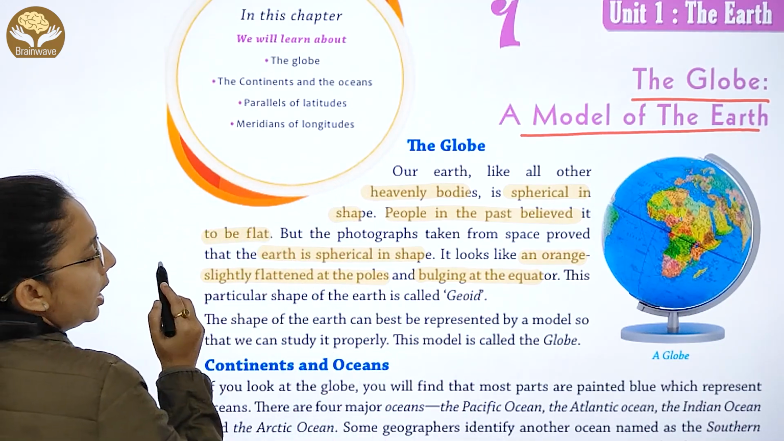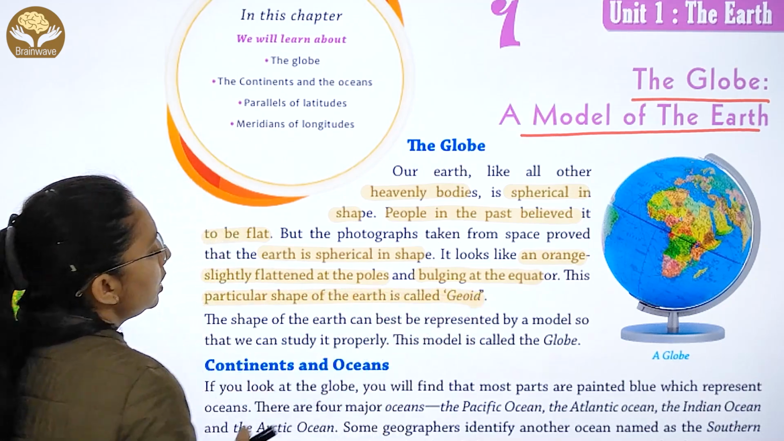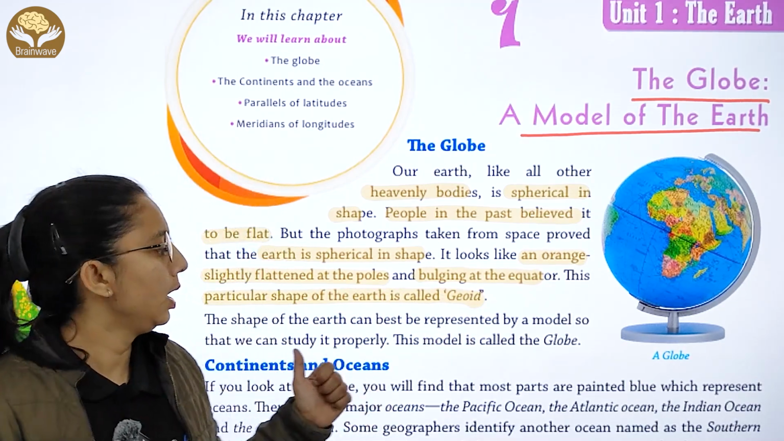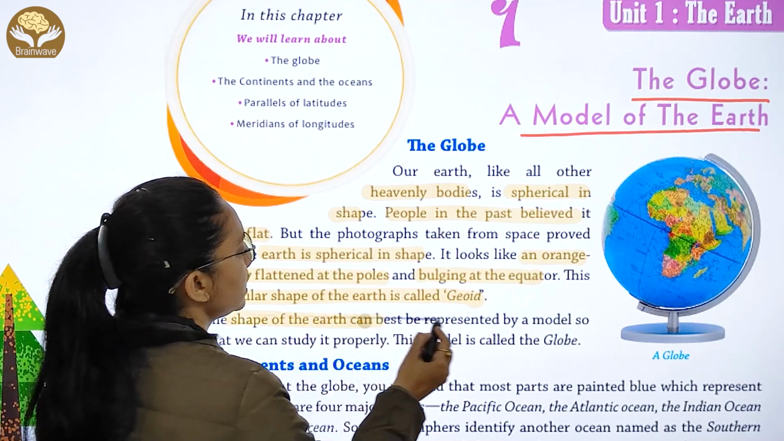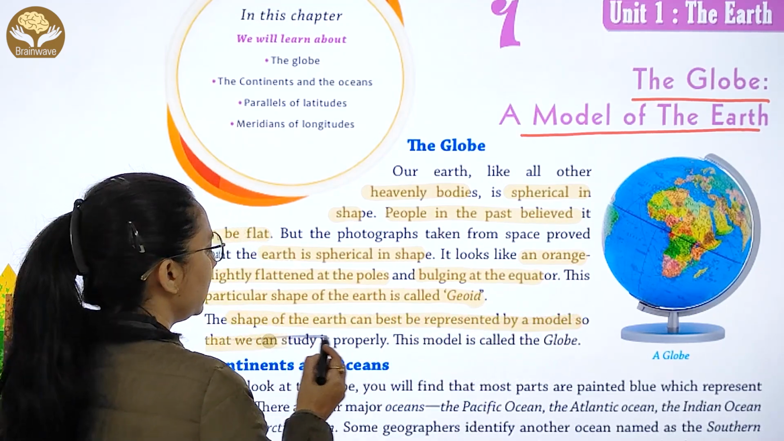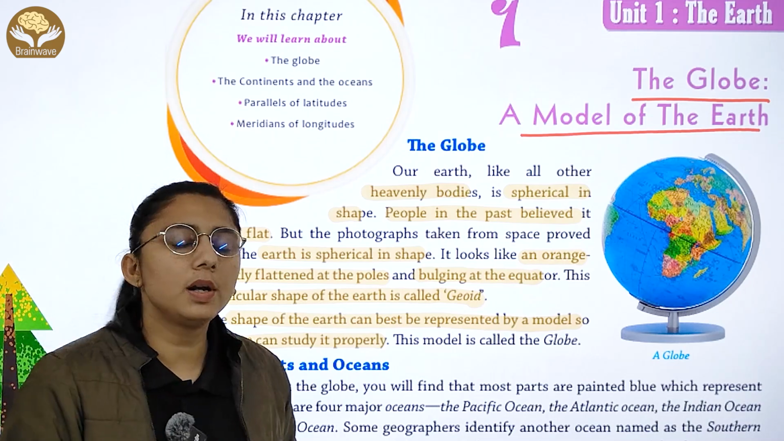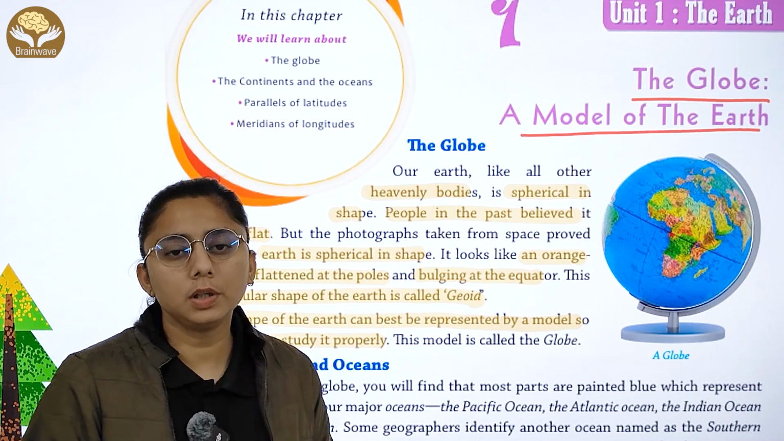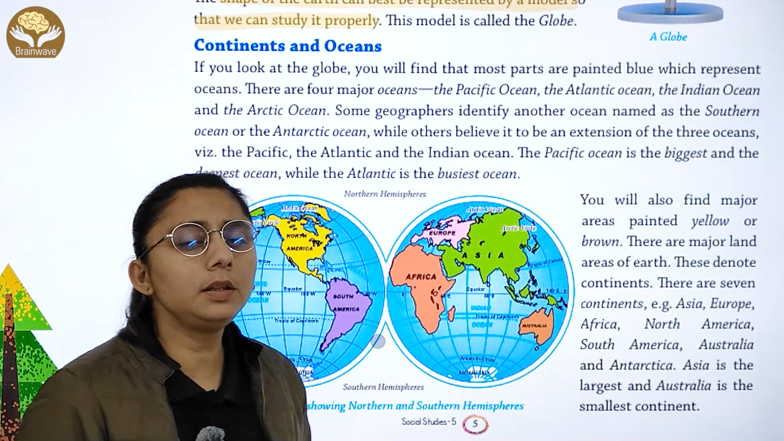This particular shape of the earth is called geoid. What is the shape of the earth called? It is called geoid. The shape of the earth can be best represented by a model so that we can study it properly. And the model is called globe. What is this model called? It is called globe.